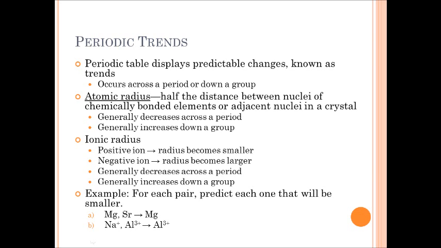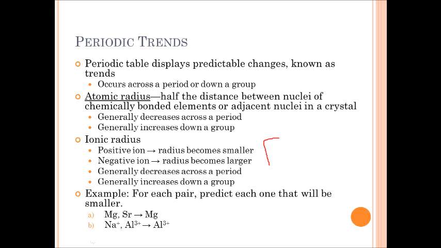The outside electrons, so there isn't as much of a pull. For the ionic radius, the trend is basically the same, but there's a slight hiccup. For a positive ion, the radius is going to become smaller. Again, you have less electrons. The positive nucleus can have a greater pull on the electrons that are remaining. The negative ion will be larger because you have more electrons. It's going to make it bigger.